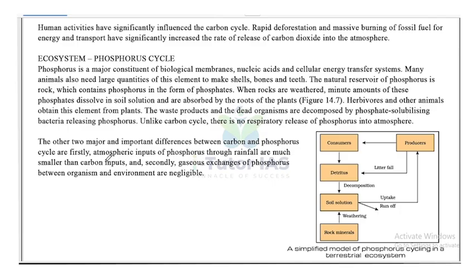When rocks are weathered, minute amounts of these phosphates dissolve in soil solution and are absorbed by the roots of the plants. Herbivores and other animals obtain this element from plants. The waste products and the dead organisms are decomposed by phosphate solubilizing bacteria, releasing the phosphorus. Unlike the carbon cycle, there is no respiratory release of phosphorus into the atmosphere. So this is a difference between the carbon and phosphorus cycle.